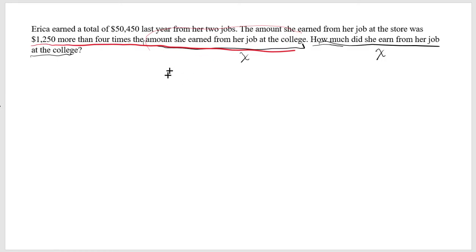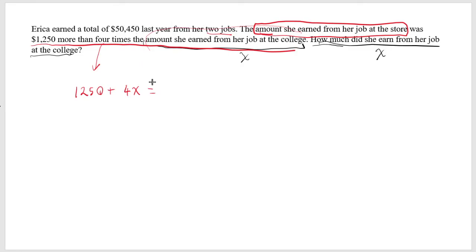So rather than trying to come up with an example, hopefully you can just write down the equation for this part, which is 1250 plus 4 times x. So what is that equal to? That's equal to the amount she earned from her job at the store. That's another income. Now, is this value given? Well, no, it's not given. That's the problem. Erica earned a total of $50,450 last year from her 2 jobs. So apparently, whatever she earned here plus x is equal to $50,450.